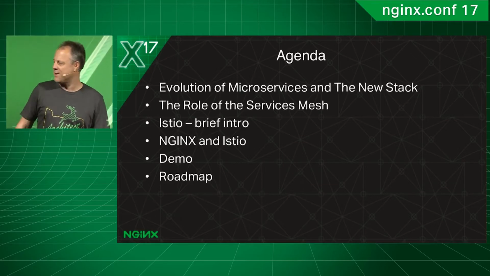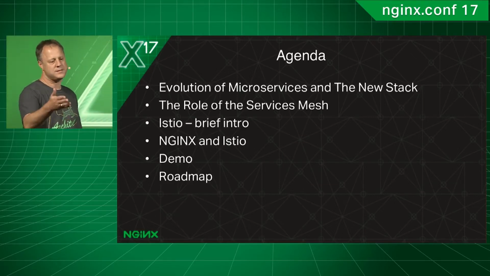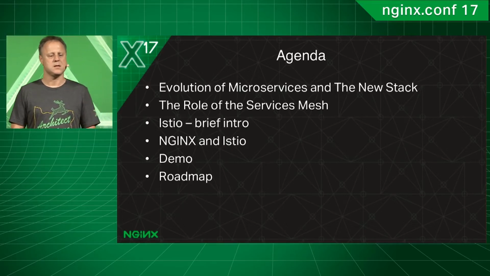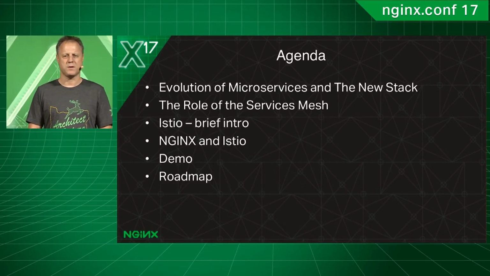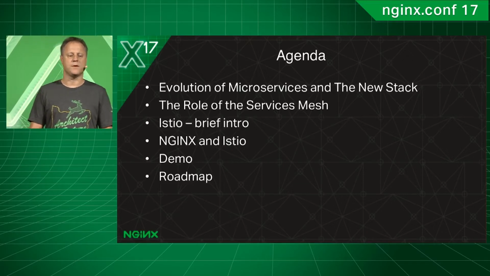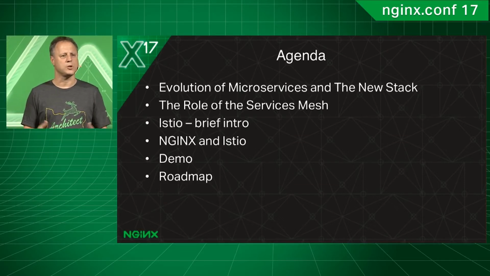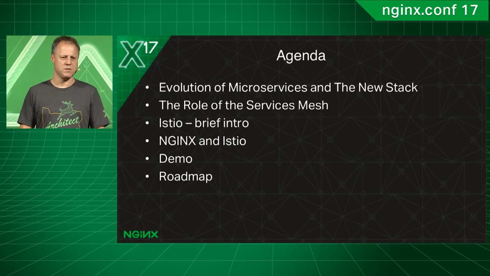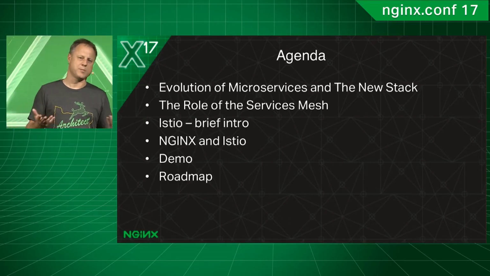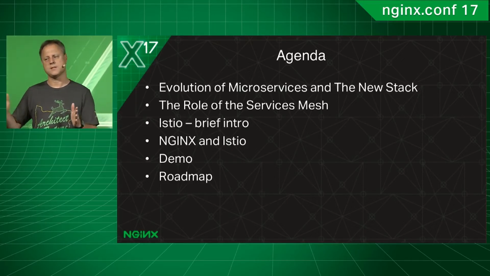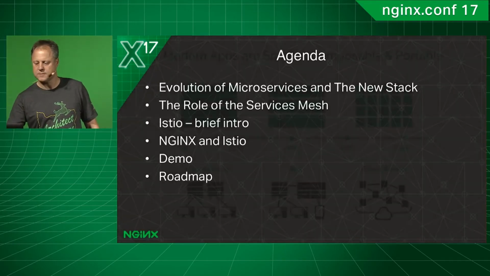That helps. All right, so this is the agenda. I'll speak about the evolution of microservices and what I perceive as the new stack. Then I'll talk about the role of the services mesh briefly for the ones that actually haven't run across it yet. Then I'll do a brief intro on Istio and talk about how NGINX and Istio will work together in giving you a services mesh for enterprise. Maybe I should call it an enterprise-grade services mesh. Then we'll do a demo that Seo will be doing for us, and I'll talk about roadmap since we have several. We're going to deliver this in several phases. All right, so let's get started.